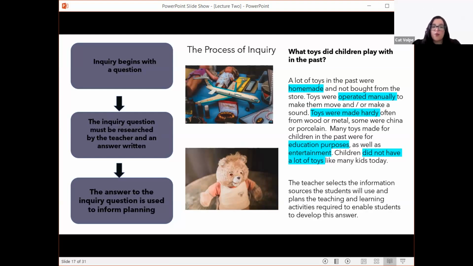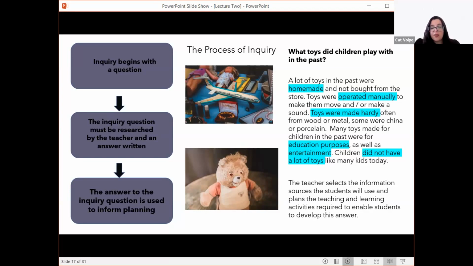Oftentimes, many people think that inquiry learning is where the teacher sits back and says, this is your question, please go find the answer to it. And we know that that is not what happens in inquiry learning. The teacher is very active in the learning process. The teacher is responsible, outside of behavior management in the classroom, for finding the resources, knowing what the question is, knowing what the answer is, guiding students through the analysis, the gathering of information, and putting it all together, and also reflecting on learning.